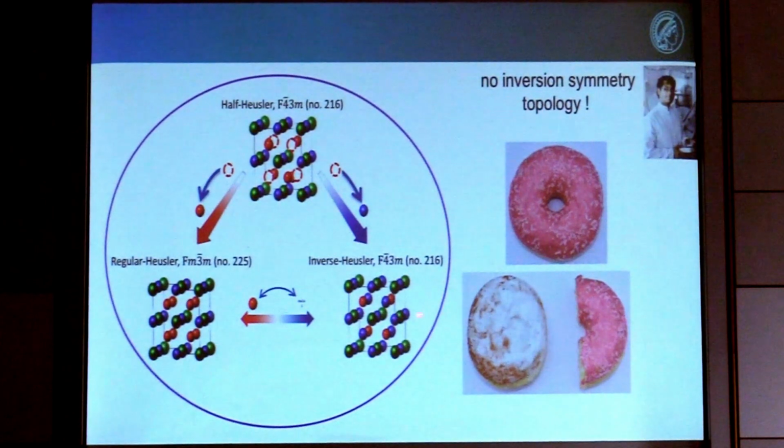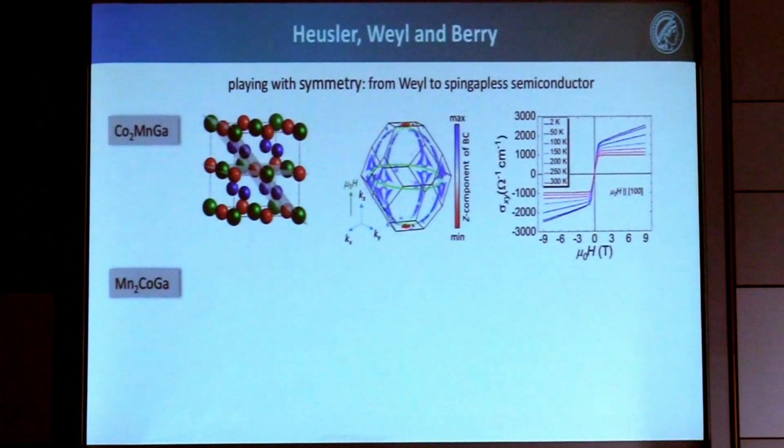And the interesting fact is that we have inversion symmetry here and no inversion symmetry there. So it's a nice toy model, the Heuslers, to play with topology and to distinguish between donuts and Berliners. So unfortunately, we have no donuts. Oh, we have kind of donuts there, so you can play the game later in the coffee break.